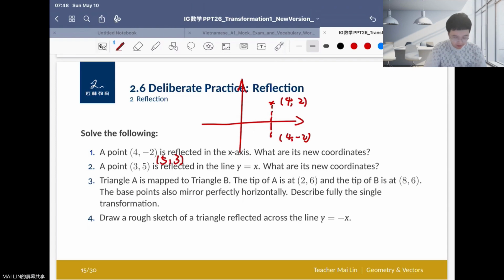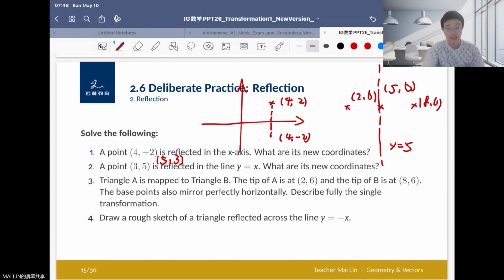For problem 3, the triangle A is mapped to the triangle B, and the tip of B is (8, 6). This is a horizontal reflection. This point is (2, 6) and this is (8, 6). You can first find the midpoint, which is (5, 6). So the point is reflected by x equals 5, because it is the perpendicular bisector of the two points. That is, it is horizontally reflected by the line x equals 5.